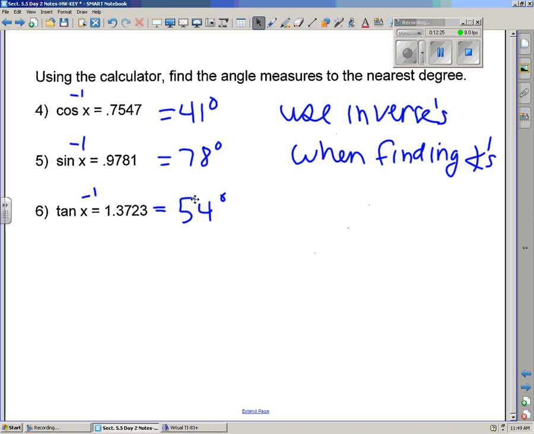So in your homework, you're going to be having to find missing ratios when you're given the angles, which is just regular trig functions. And then you're going to be finding the angles given the ratios, and that's the inverse functions. Alrighty, good.